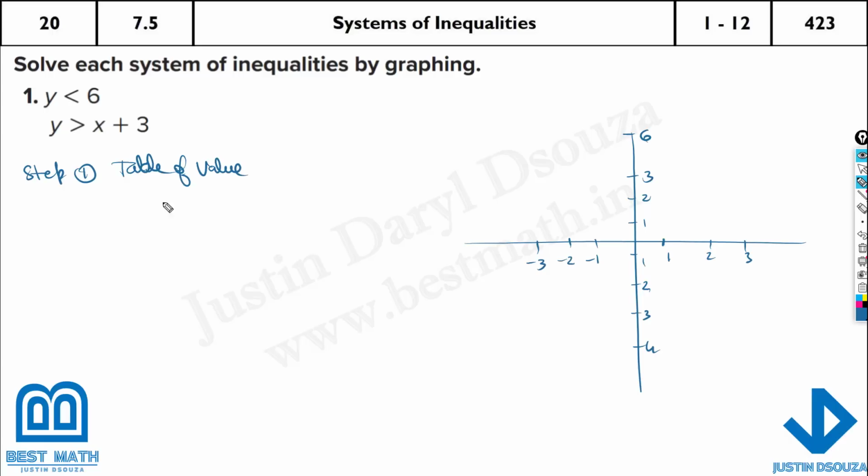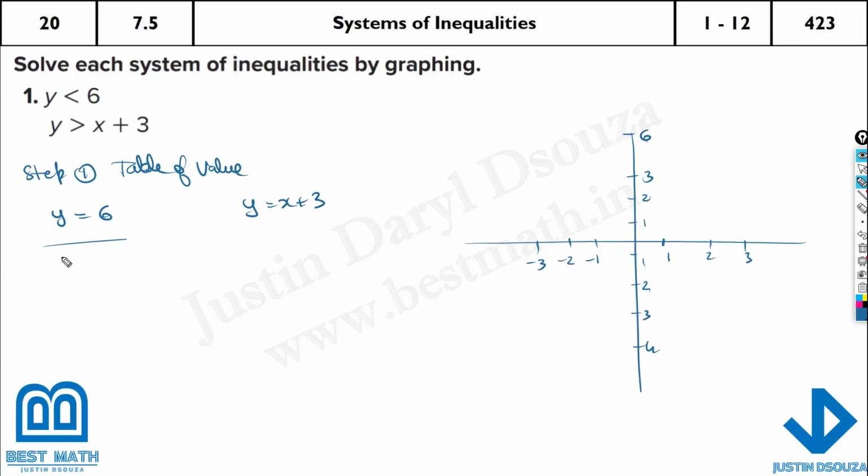And most probably you'll be given a table already. So if not given, just make these values, okay? Equation 1, y is less than 6, right? You just write it as y equals 6. And the next equation would be y is greater than, but you just write it as equal to x plus 3.